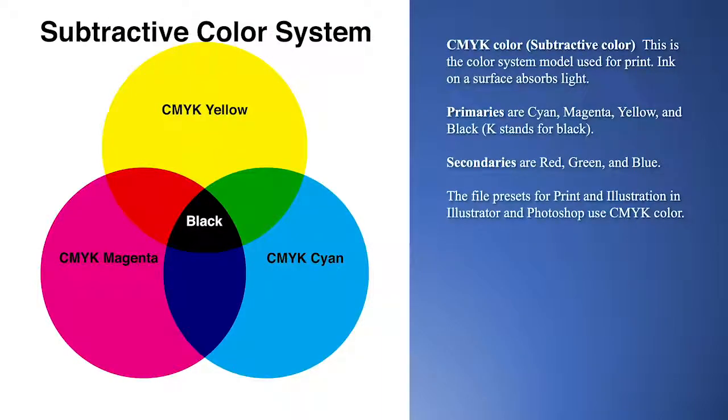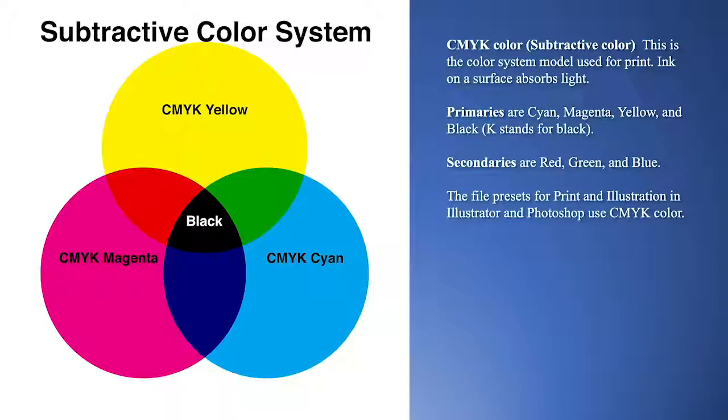Subtractive color system. Now the print color system is a subtractive color system, so CMYK color is subtractive color. This is the color system model used for print. Ink on the surface absorbs the light, and only the light that is not absorbed is reflected back at your eye.